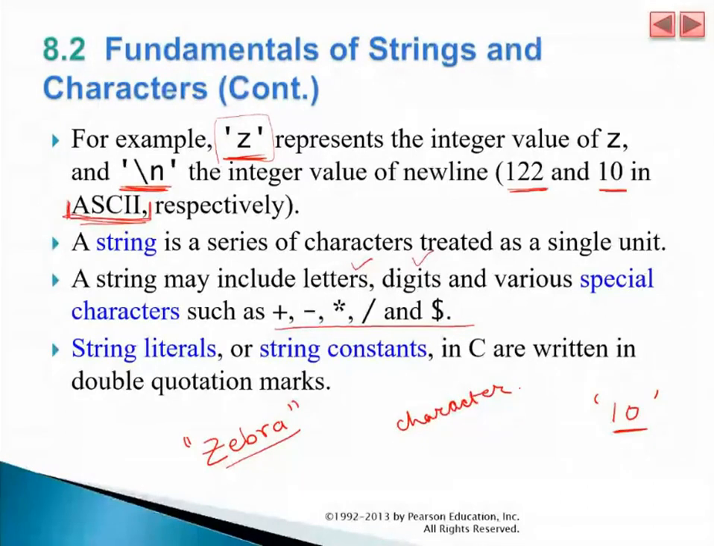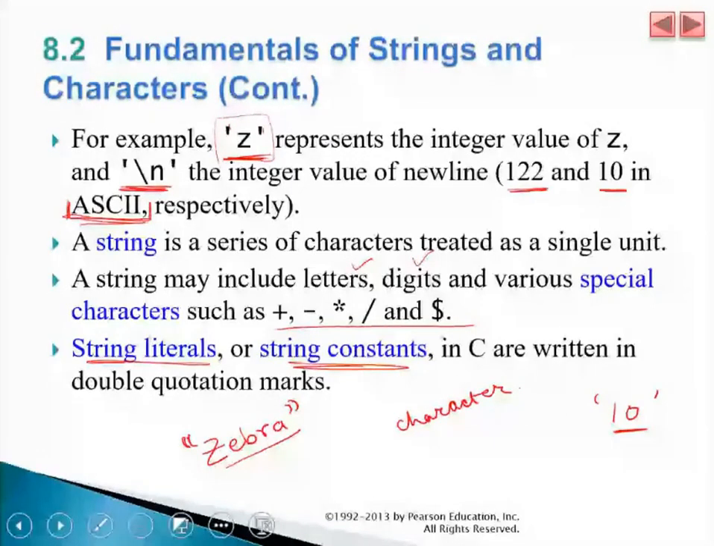When we are writing a character, we can write it in single quotes, but whenever you are talking about strings, in C you have to write it in double quotes. Okay, so this is the thing you have to keep in mind. String constants or string literals, you have to mark in double quotes.